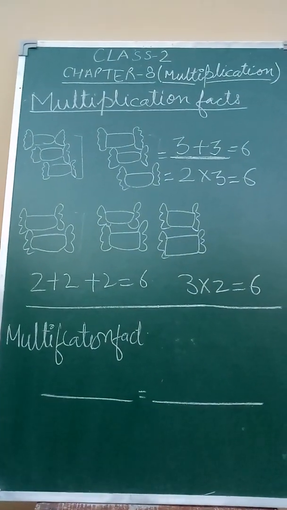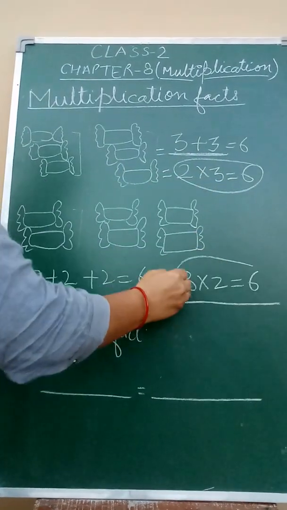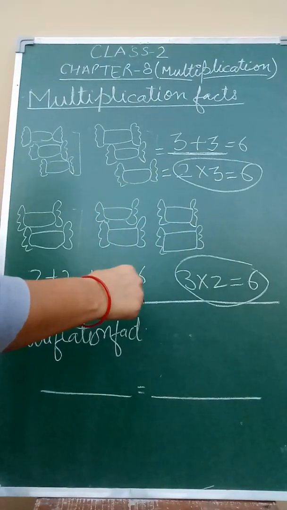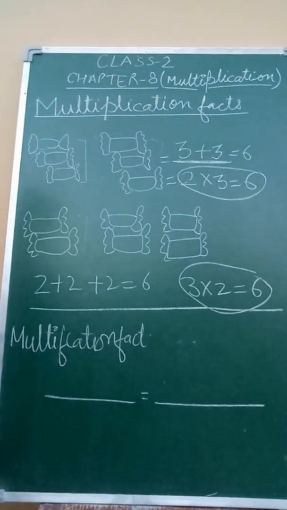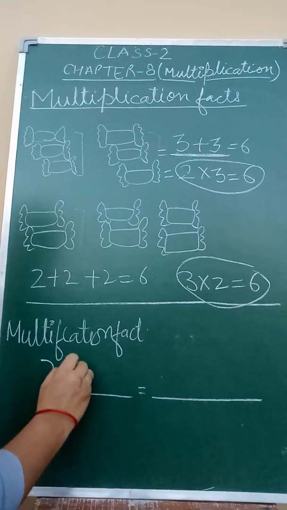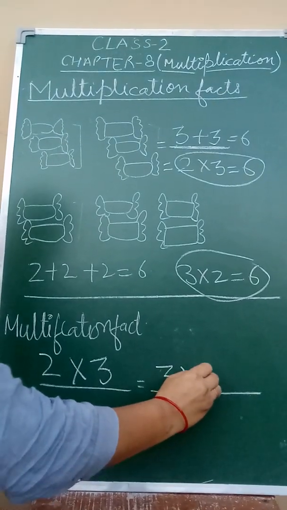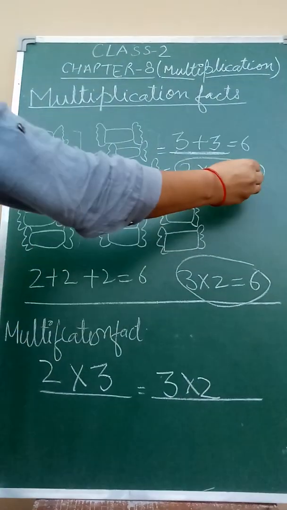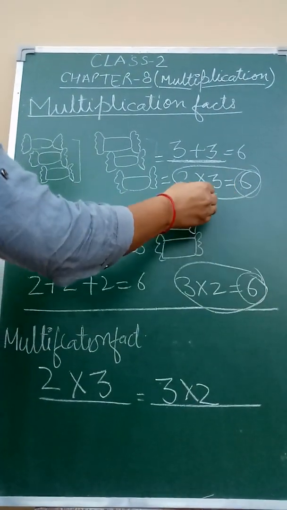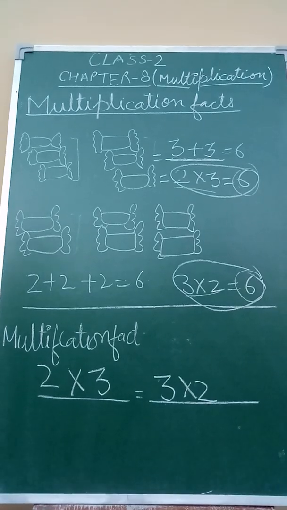So students, after writing these in the multiplication form, I have observed one thing: the numbers are the same, but they are in different order. So students, this is the multiplication fact. 2 multiplied by 3 is equal to 3 multiplied by 2. Why? Because in both cases the answer is 6. If they are equal, it means the left hand side is also equal, and this is the first multiplication fact.